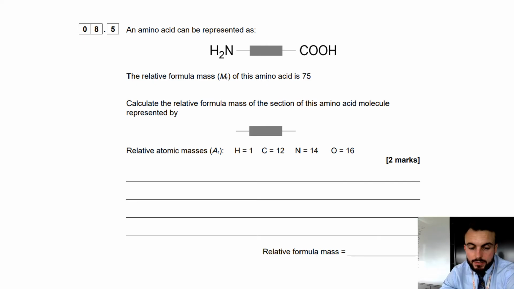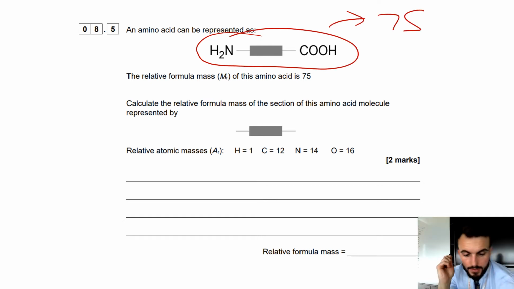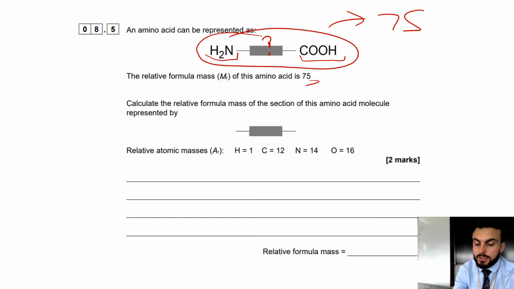An amino acid can be represented as follows. The relative formula mass of this amino acid is 75. Calculate the relative formula mass of the section in the middle. So you want to figure out what is the mass of this bit in the middle. Easily done, it's just easy maths. So you just got to work out what's the mass of that, what's the mass of that. Obviously the whole thing is 75, so take it away from 75 and you'll get whatever the unknown thing is. So let's work it out.